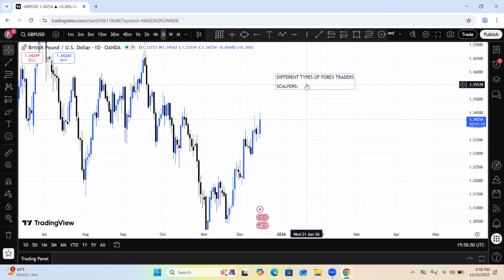Okay. So now these scalpers, they are people that are looking for quick money. Fast profits. ASAP, ASAP. That is their work. And they use the 1 to 5 minutes time frame.